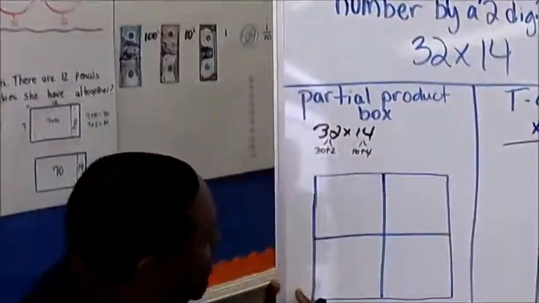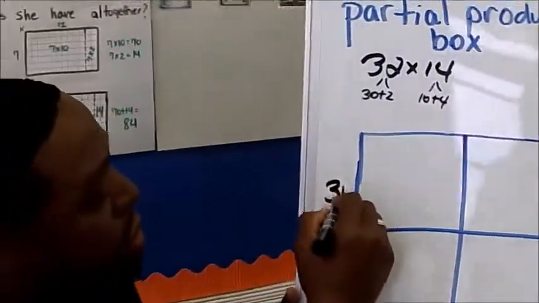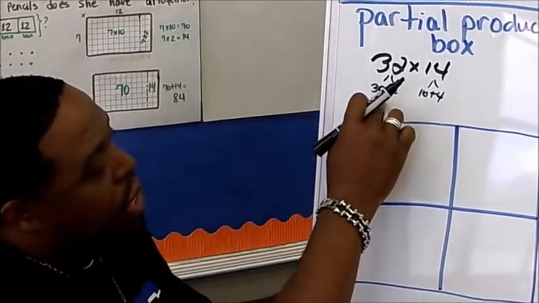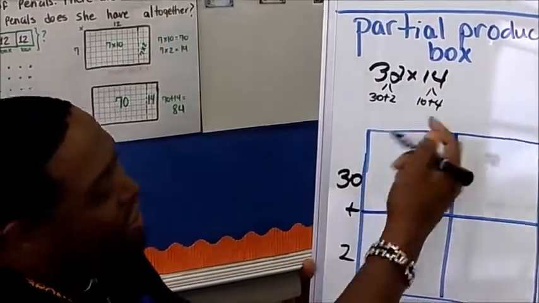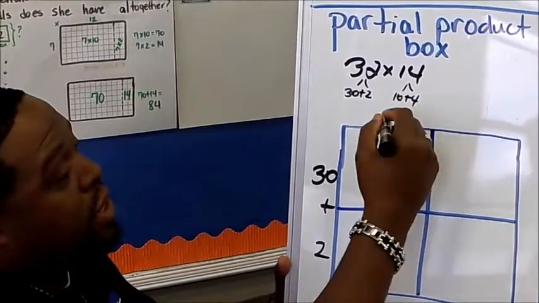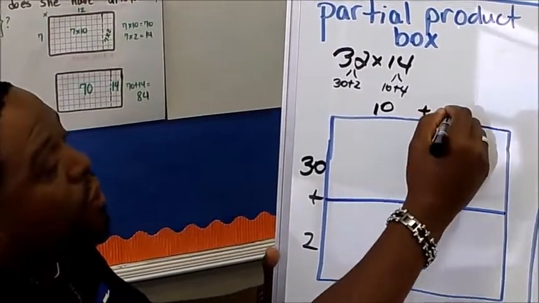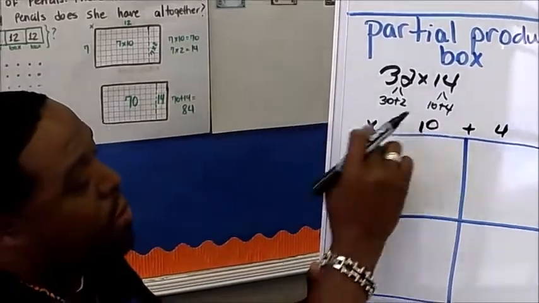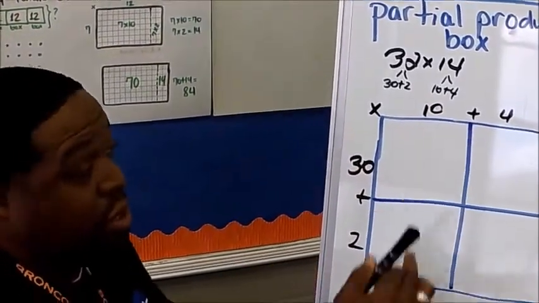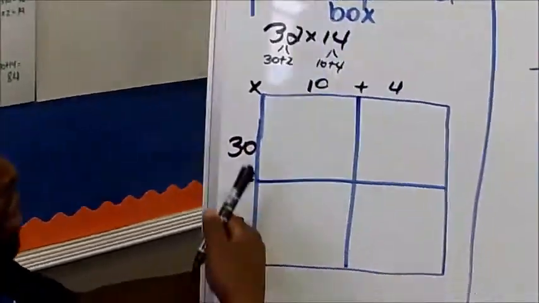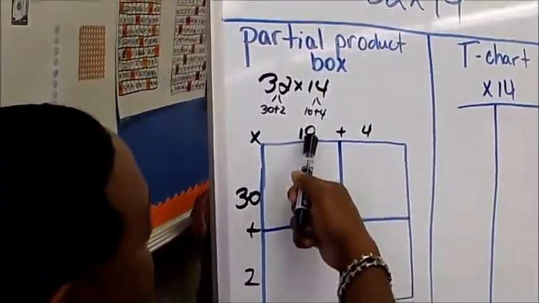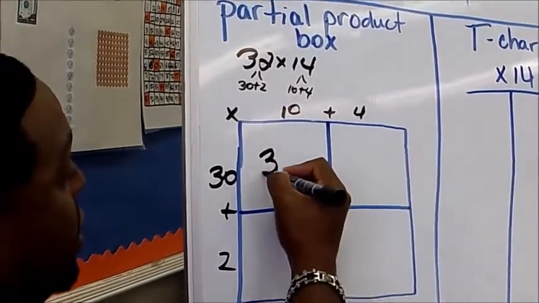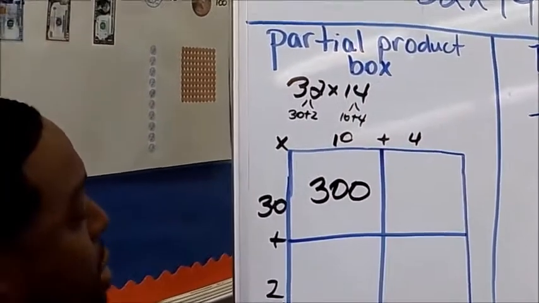I'm going to take these numbers and I'm going to put them here. 30 plus 2. So I'm just reposting them here so that they're there for you. And then I'm going to put 10 plus 4 here. I'm going to put my multiplication sign here so that I know I'm multiplying these two numbers. I'm going to start with this first box right here. I'm going to multiply 30 times 10. I know that 30 times 10 is 300. So I go ahead and write it in the box.